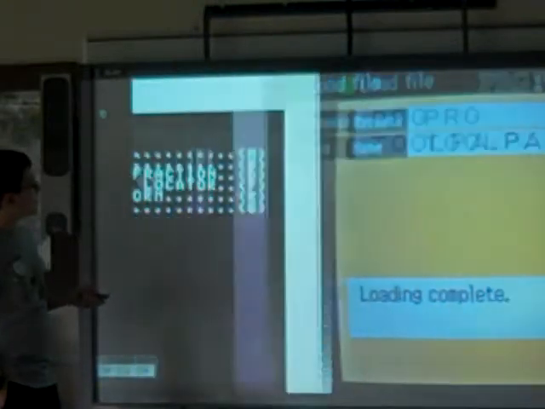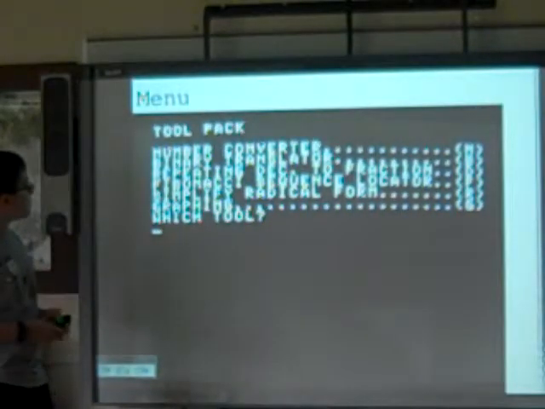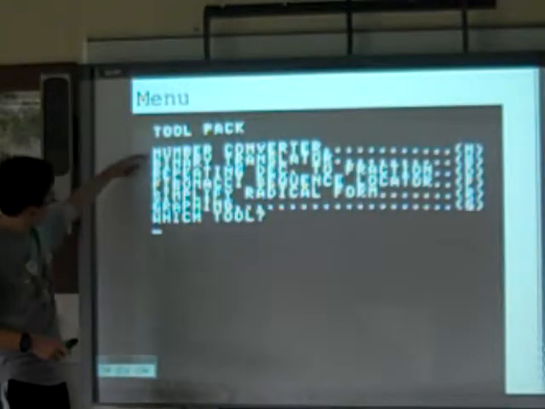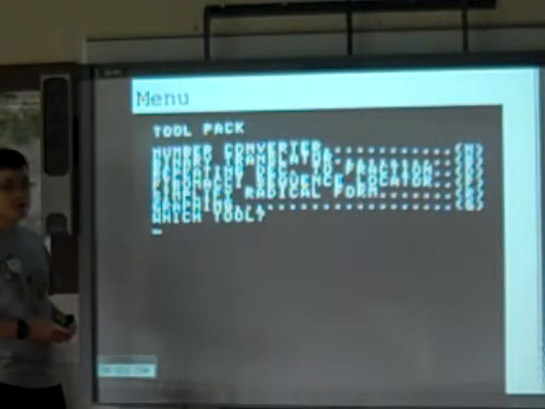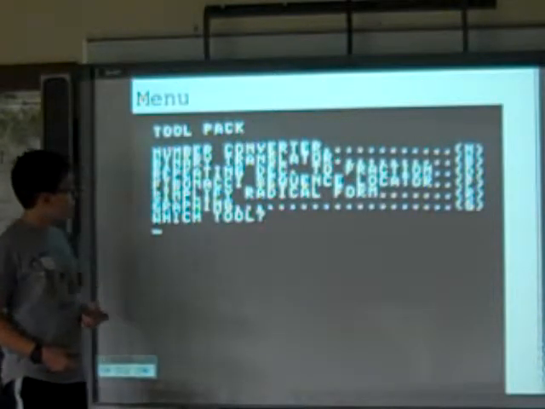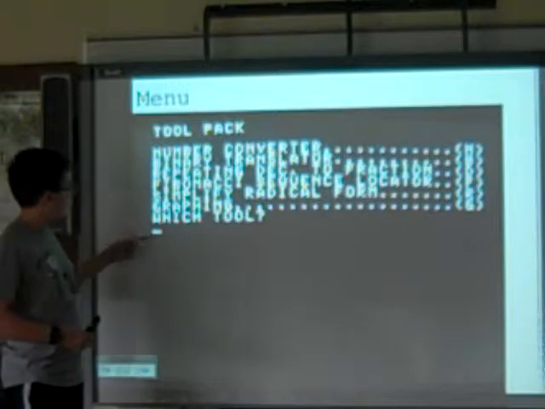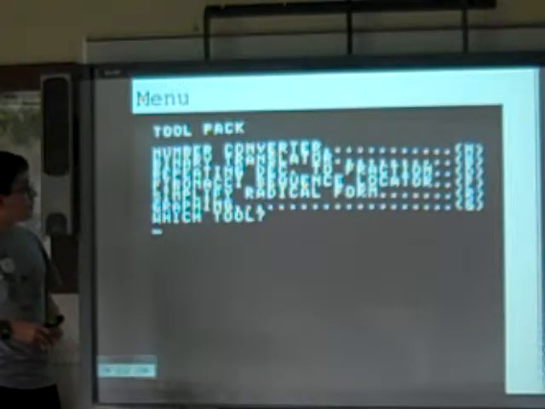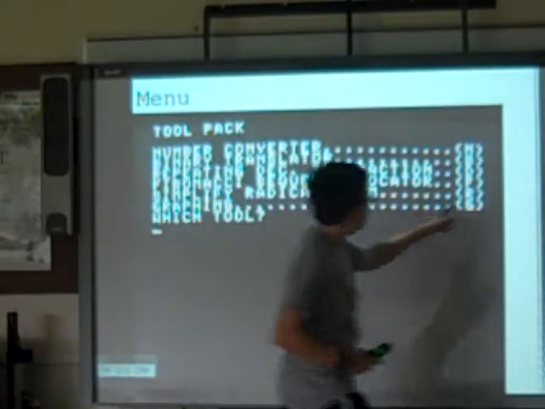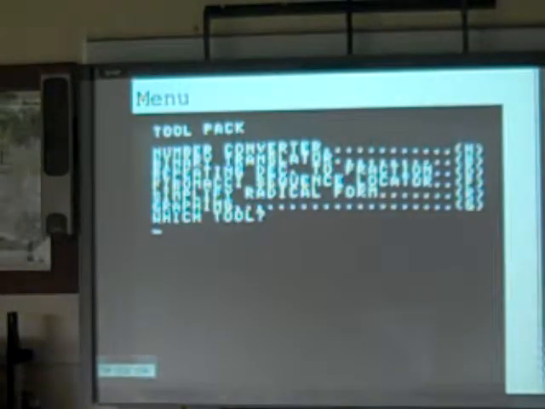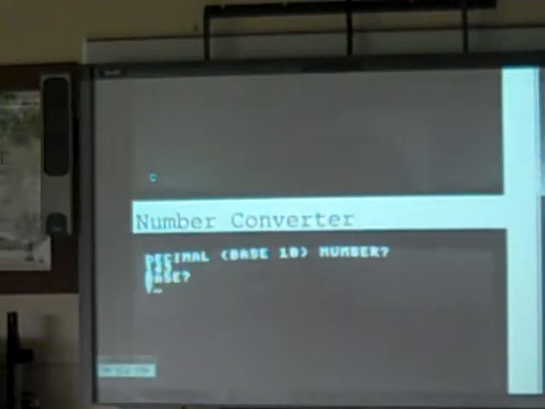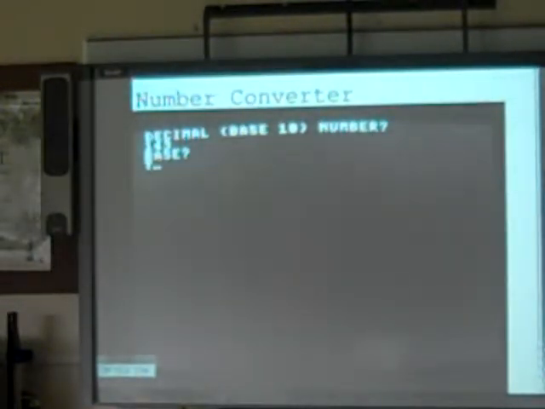This is the loading screen of my Toolpath. And so here's the menu. As you can see, I have 6 applications programmed in, and it asks for a tool. And so you input one of these letters based on which tool you want to use. And so the first one is a number converter.